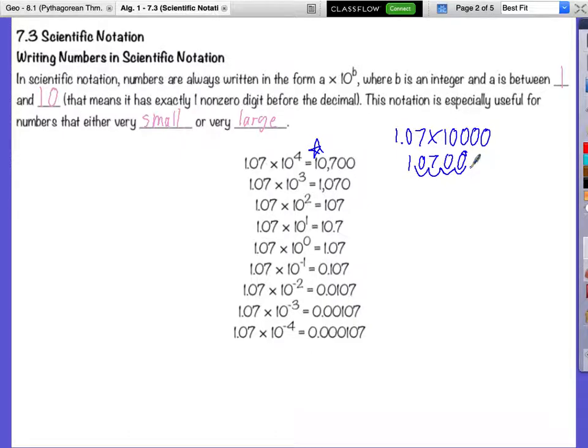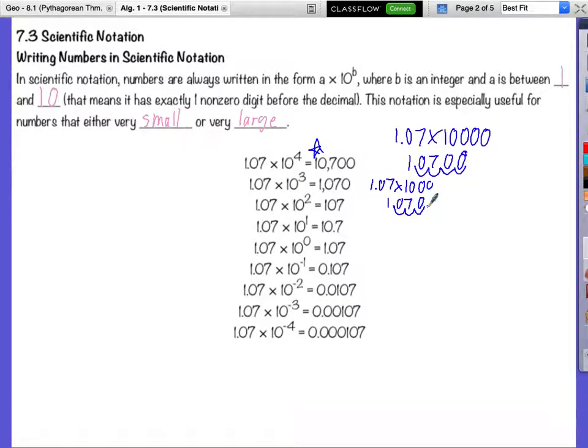Whereas here, it'd be the same thing, but it'd be 1.07 times 1 with 3 zeros behind it, 1,000. And so you move this decimal over, 1.07, 3 times. 1, 2, make a placeholder 0, and 3. So you have 1,070.